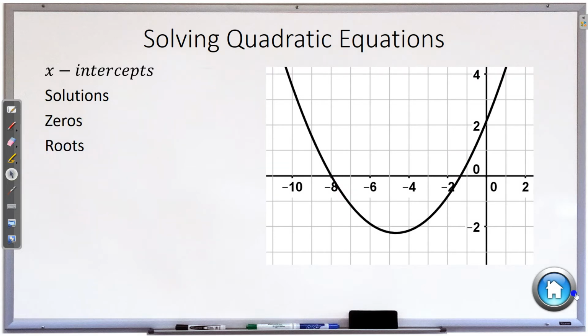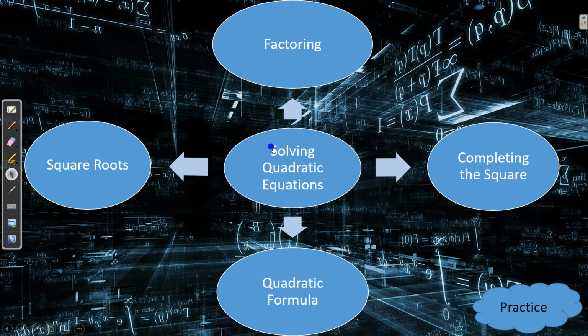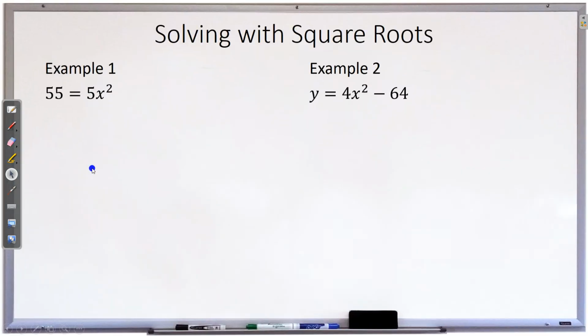So, let's go on to our first method here. We are going to solve a quadratic equation using square roots. So here we have two nice easy examples. Square roots is definitely the easiest one. We just need to get x by itself, and because there's only a squared term, this is pretty easy. To get x by itself, you divide both sides by 5 in this case. You have x squared is equal to 55 divided by 5 is 11.